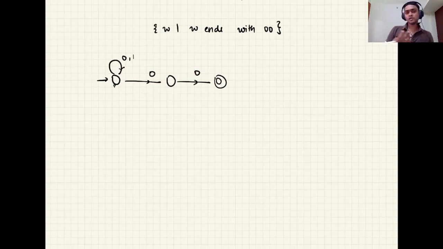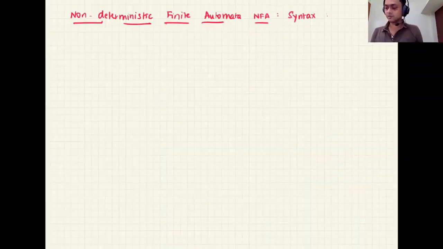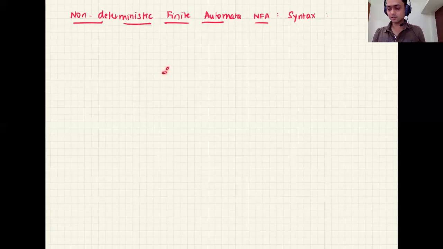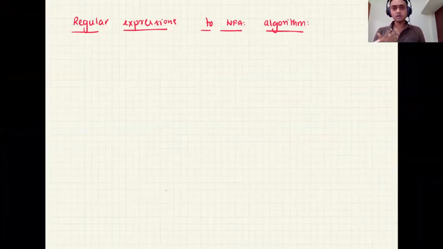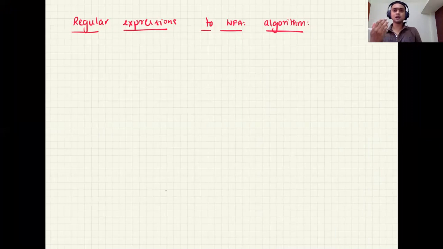So I hope you get a feeling of what an NFA is. I have to give you a formal definition of NFA and a formal definition of its acceptance. But instead, I will write this down and upload it in the slides, so you can check it later at your convenience. But instead, let me give the conversion from regular expressions to NFA.